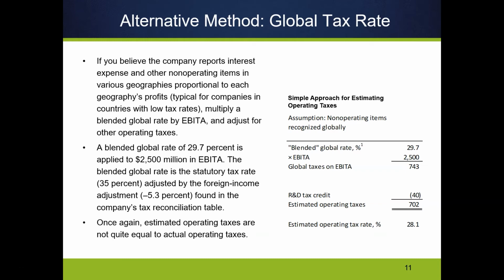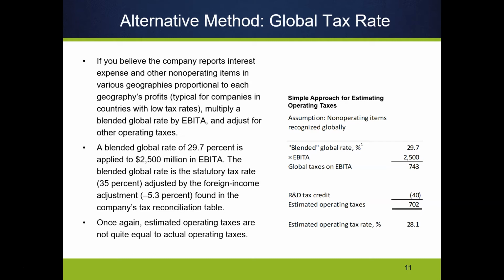So we start with the blended global rate, where the blended global rate is simply the statutory tax rate of 35% minus the foreign income adjustment from the percentage-based table, which is 5.3%. So that gives us a blended global rate of 29.7, and we can assume that this is more or less like the average rate, or the weighted average rate, that the firm is paying. So we multiply that by consolidated EBITDA, we get global taxes on EBITDA of 743 million.